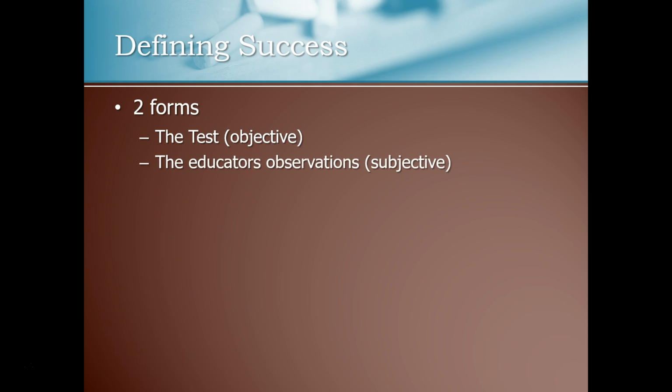And so going with that, defining success, there's two forms. There's the objective, which is the test. How did they do? Did they pass? Did they fail? What parts did they pass? What parts did they fail? Do you need to go back and change anything? And then the subjective one, like I stated before, is the educator's observations. Did they see anything different? Were there some holes that they may not have seen before or not realized were there before? I think both of these are very important in defining the success of the plan itself.